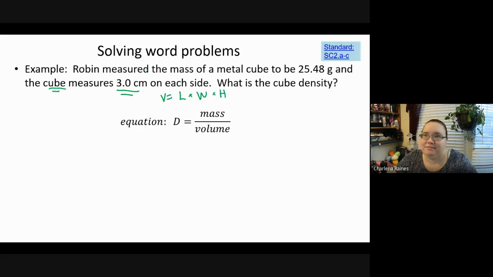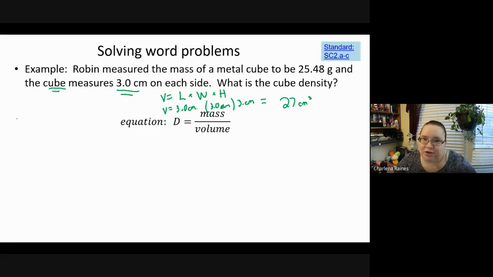So 3 centimeters on each side. That is saying that I've got 3 centimeters times 3 centimeters times 3 centimeters. We're just going to pretend the zeros there. This is how we end up with a unit of cubic centimeters for volume. Because centimeters times centimeters times centimeters gives me centimeters cubed. So the volume for my box, or my cube, is 27 centimeters cubed.